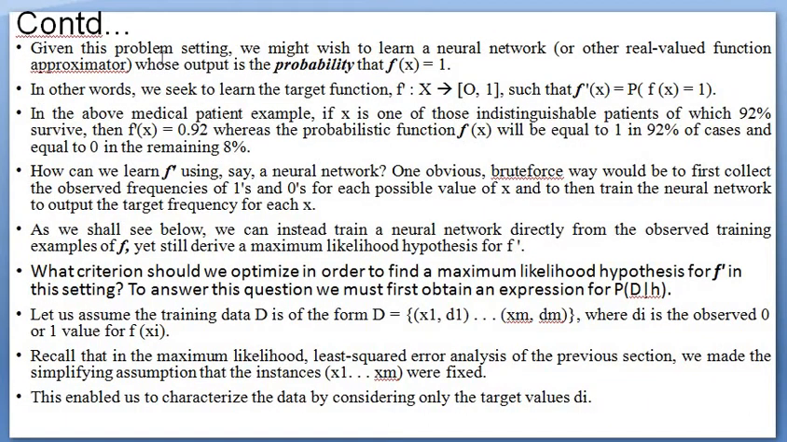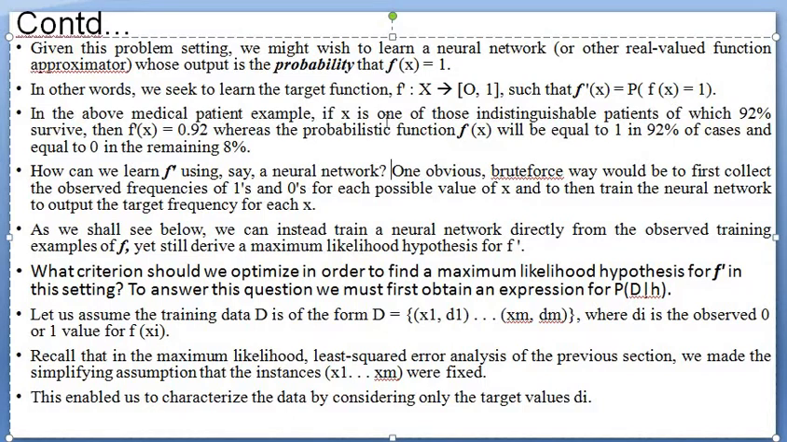Given this kind of problem setting, we might wish to learn a neural network whose output is the probability that f of x equals 1. For this we need to construct our neural network, which is a real valued function. We know that our target function f dash of x, where x varies from 0 to 1, and the probability value of f dash of x should be equal to 1. Okay, 1 means we always want our target, that the patient should survive, not die because of the symptoms.